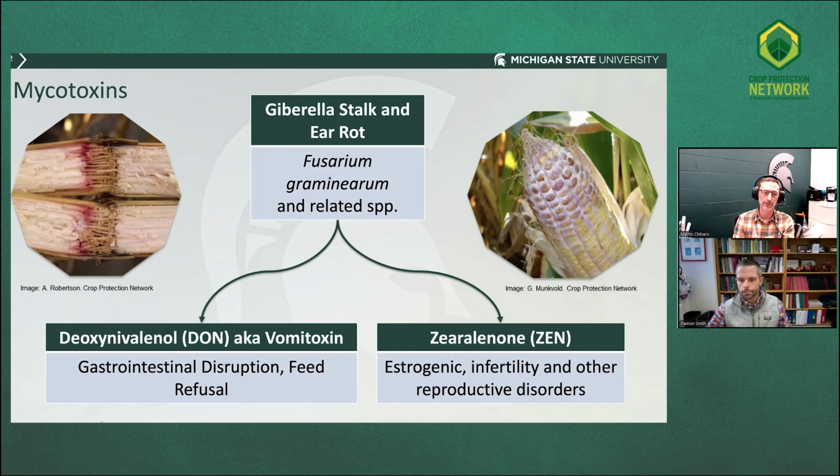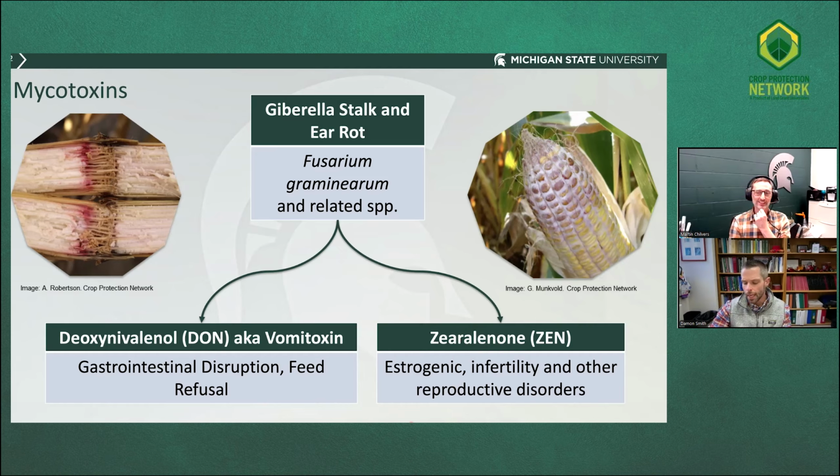So deoxynivalenol, the vomitoxin that most people are familiar with. And then there are other toxins too, like zearalenone, that can have estrogenic or infertility and reproductive disorder effects. And as we're learning, there are certainly a number of other mycotoxins that can be a problem. There's certainly a lot when we go looking, isn't there?